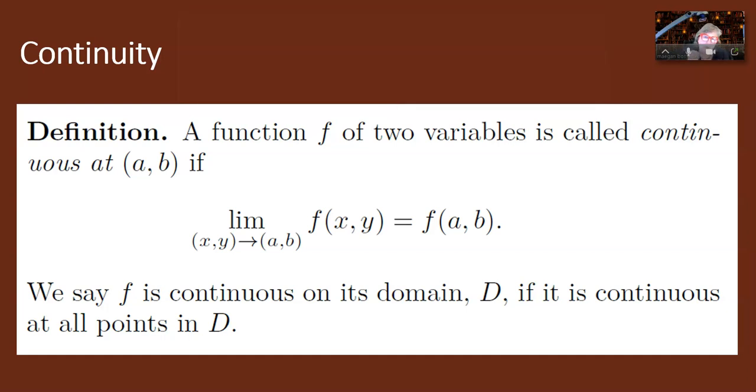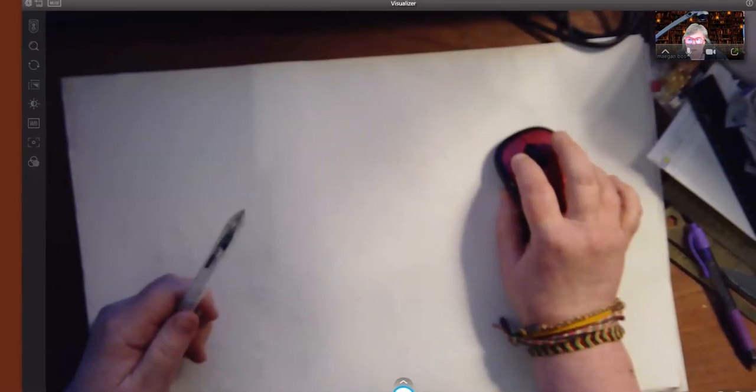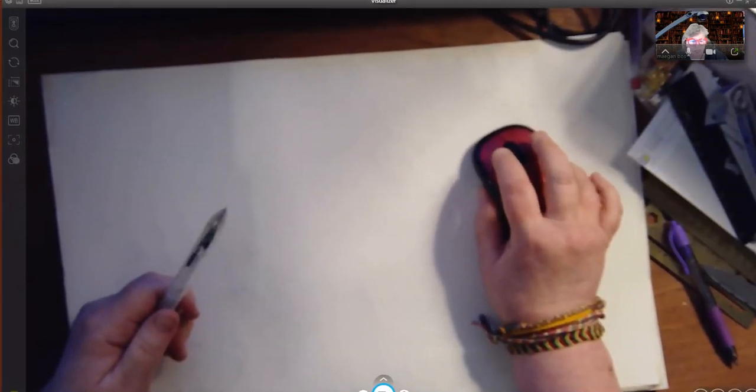So the only place we need to worry about whether a function is continuous or not is on the edge of its domain. Okay? And it's not going to be continuous if it's not in the domain, because you can't be continuous if you're not there. So let's look at an example. Let's say we've got the cosine of the square root of 1 plus x minus y. So I'm trying to find the domain of this to figure out where it is continuous and where it is not continuous.